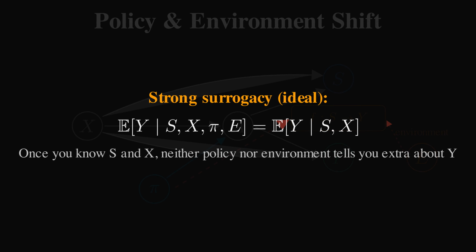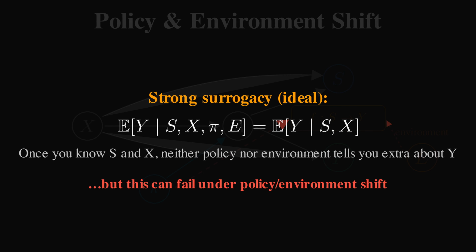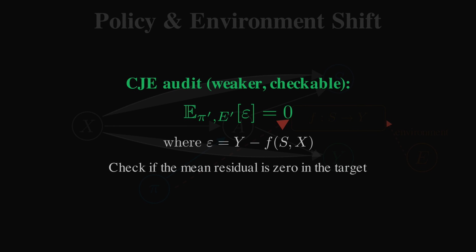In the ideal surrogate index story, you assume an invariance condition. Once you condition on S and X, neither policy nor environment carries extra information about Y. That's exactly what can break under policy or environment shift. So CJE doesn't assume it, we audit it. When we learn a calibration in one policy and environment and apply it to another where we have Y labels, do the residuals center around 0?